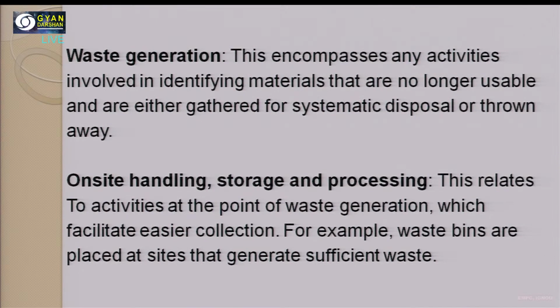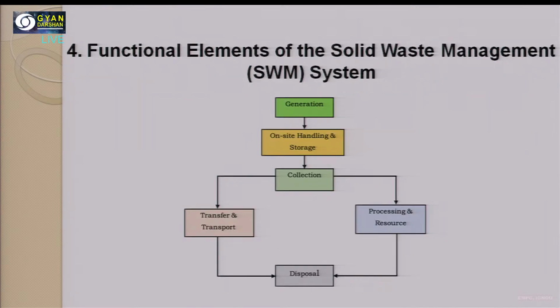So here, initially I mentioned the functional elements of the solid waste management system. So here are the six functional elements. The route may be the different: first generation, on-site handling and storage, then collection. In between, the waste may go to disposal. We can say this is maybe the dirt or the inert material which is going to the disposal site. And in between we can mention here transfer and transport. So here we can mention the transfer station also.